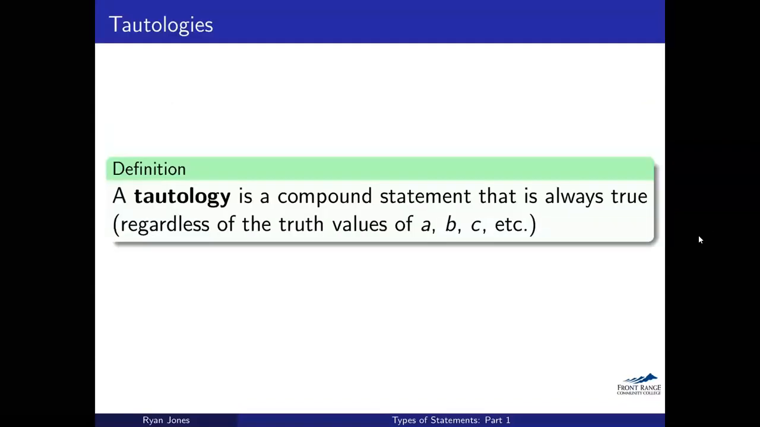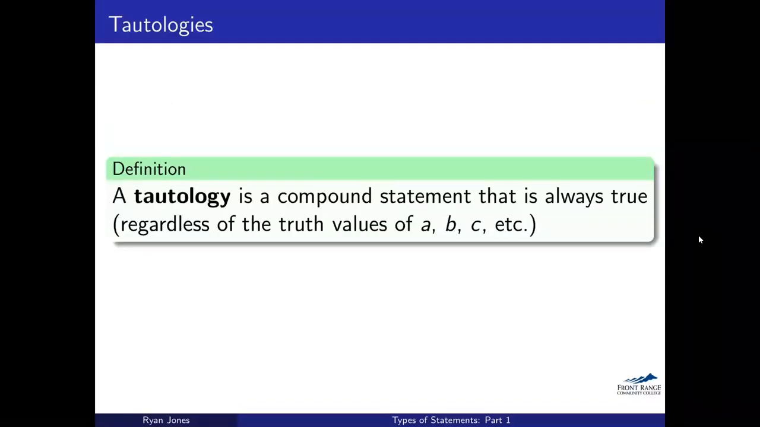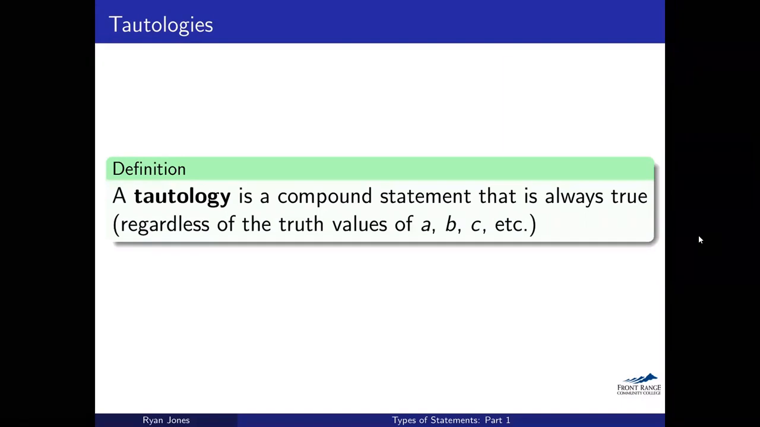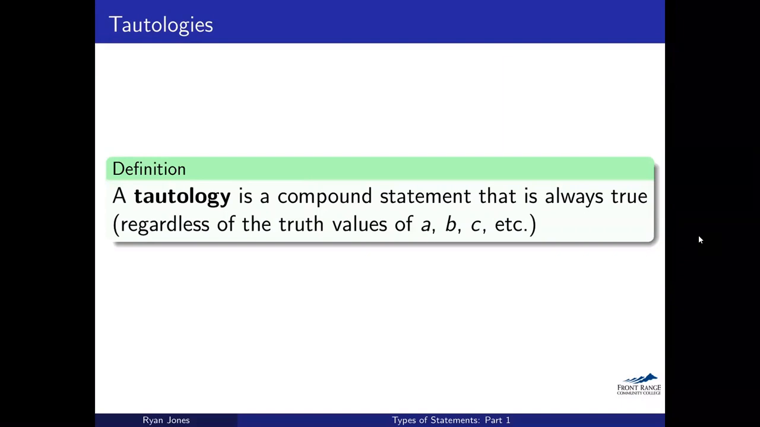Right off the bat, we're going to start off with a weird word, and that's tautology. The definition of this is a compound statement that's always true. Regardless of what the truth values of the original simple statements are, I don't care about A, B, and C or whether or not they're true or false, the result for this compound statement is always true.